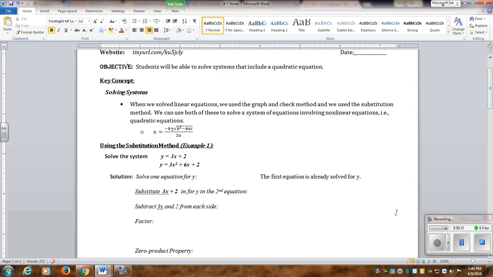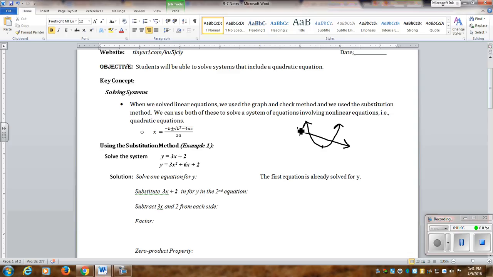We used the substitution method. We did those types of things, but we can use both of these to solve a system of equations involving nonlinear equations. In other words, quadratics. Everything we're going to do in this section is going to be one linear and one quadratic, not two quadratics. So kind of picture that, just to give you an idea. We're going to have a quadratic function that looks like this. Okay, and it's going to be intersected by a line that might look like this.